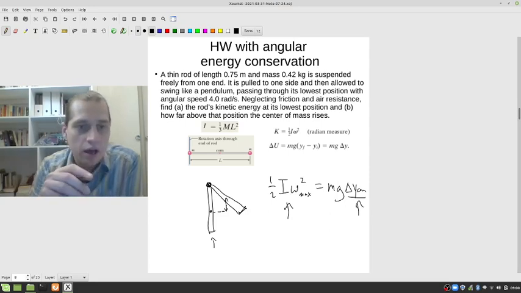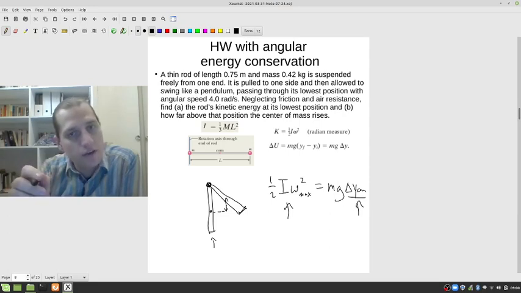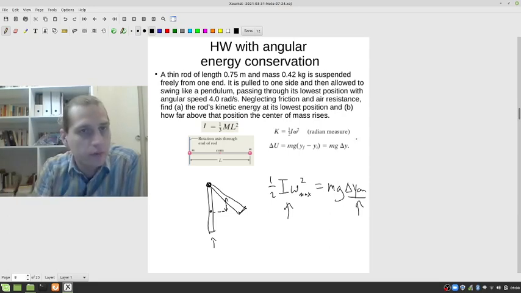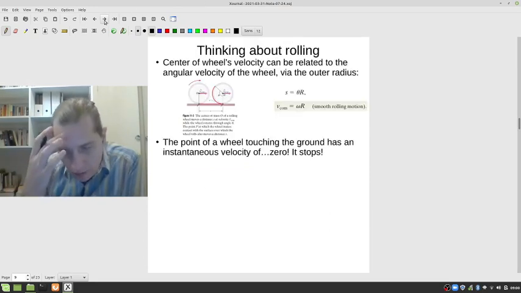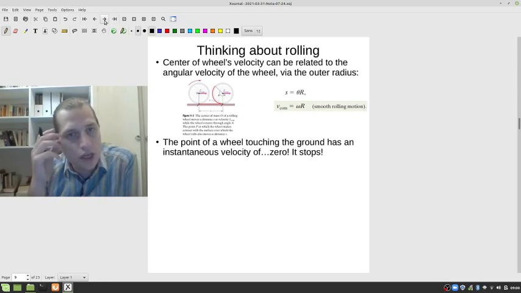Okay, so if you were in class on Monday, please skip to the end of Monday's video where I do this problem. Okay, so today we want to cover quite a bit of new territory about rolling and angular momentum.